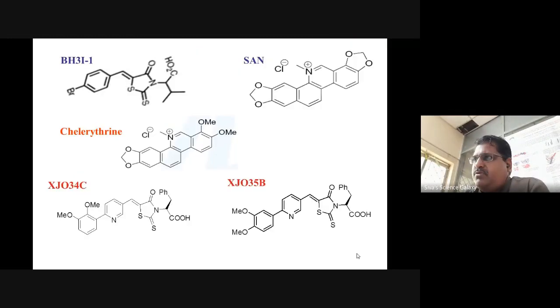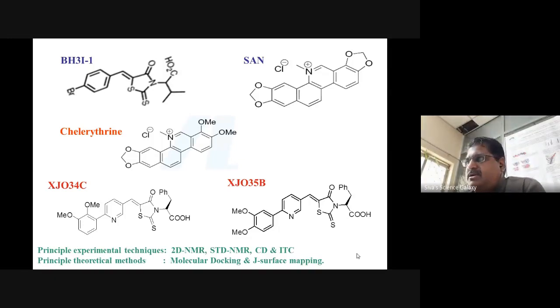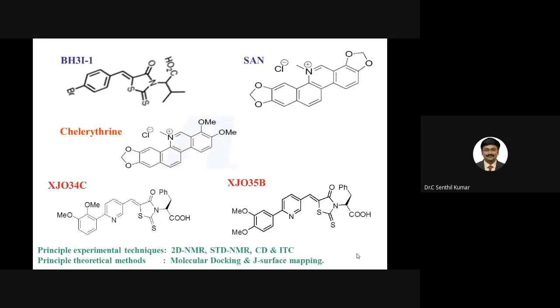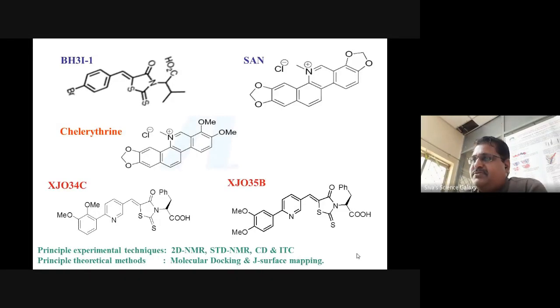Let me move on. Don't worry about this molecular structure. Look at the structure of XJ, the two molecules at the bottom of the slide, XJ34 and XJ35, as I will call them for clarity. Look at the molecules. Do you find any interesting observations between XJ34 and XJ35? Just look at it. They are very, very interesting molecules. That's why I'm asking the question.